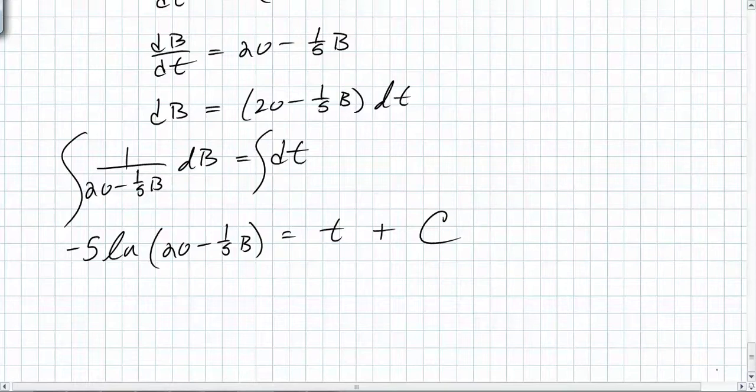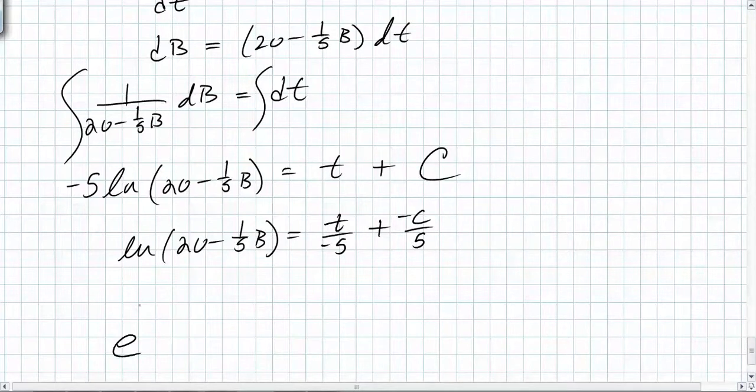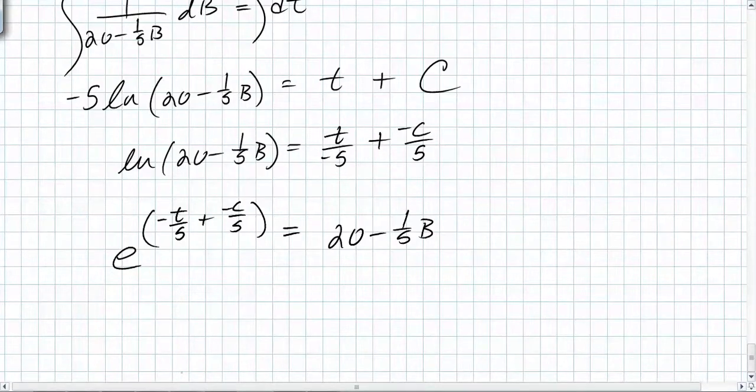Y equals b of t, right? So we need to isolate b here, right? Do you agree? We need to isolate b. So how do we do that? Well, we know that ln of 20 minus 1/5 b is equal to t plus c over negative 5. And I'm going to just clean this up a little bit first. I'm going to just call this t over negative 5 plus negative c over 5. Is that okay? So what do we now know? We know that e to the negative t over 5 plus negative c over 5 has to equal 20 minus 1/5 b.